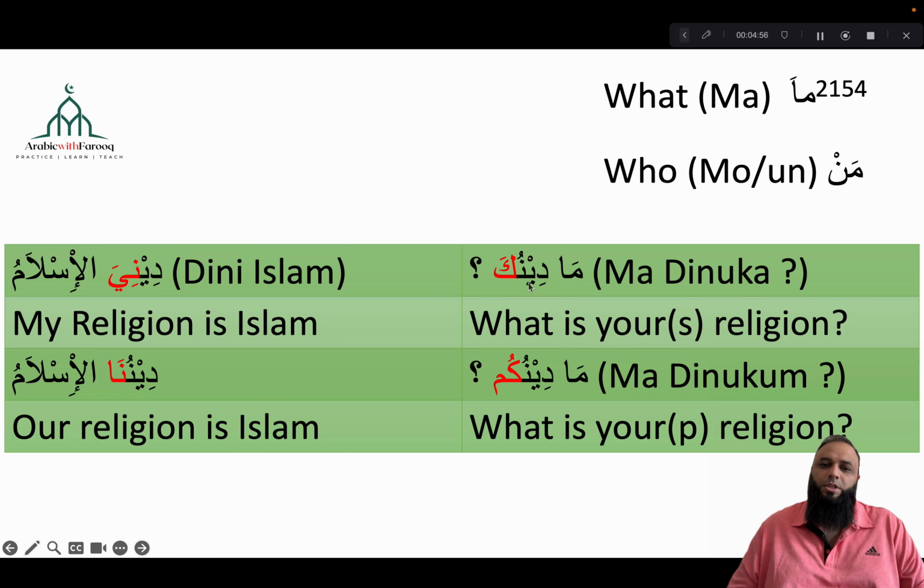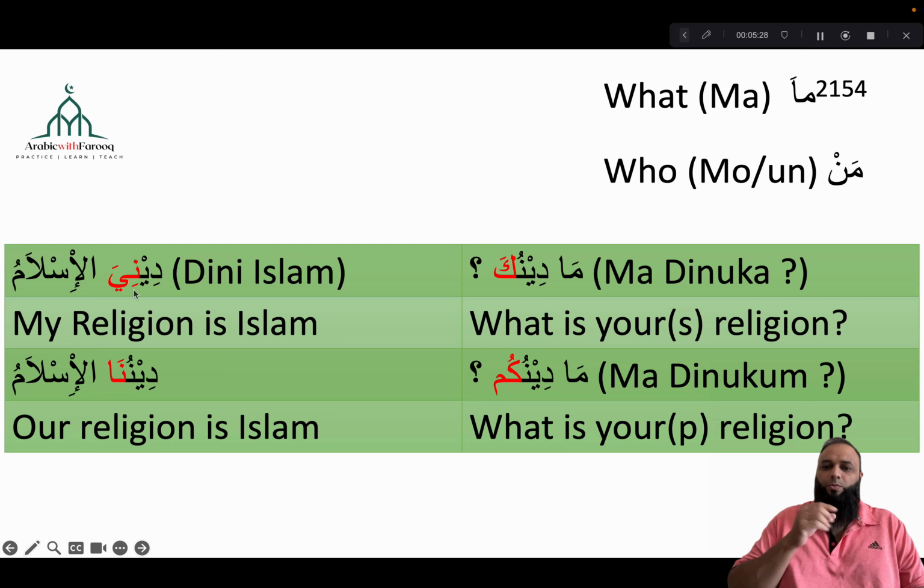And then you would say Deen means religion, right? So deen is the word, and then you have this appended in the beginning. If you look at the previous table, ka is basically for your in the singular sense. So we just take ma dinuka, and then you would answer Dini Islam. So this is Dini Islam.